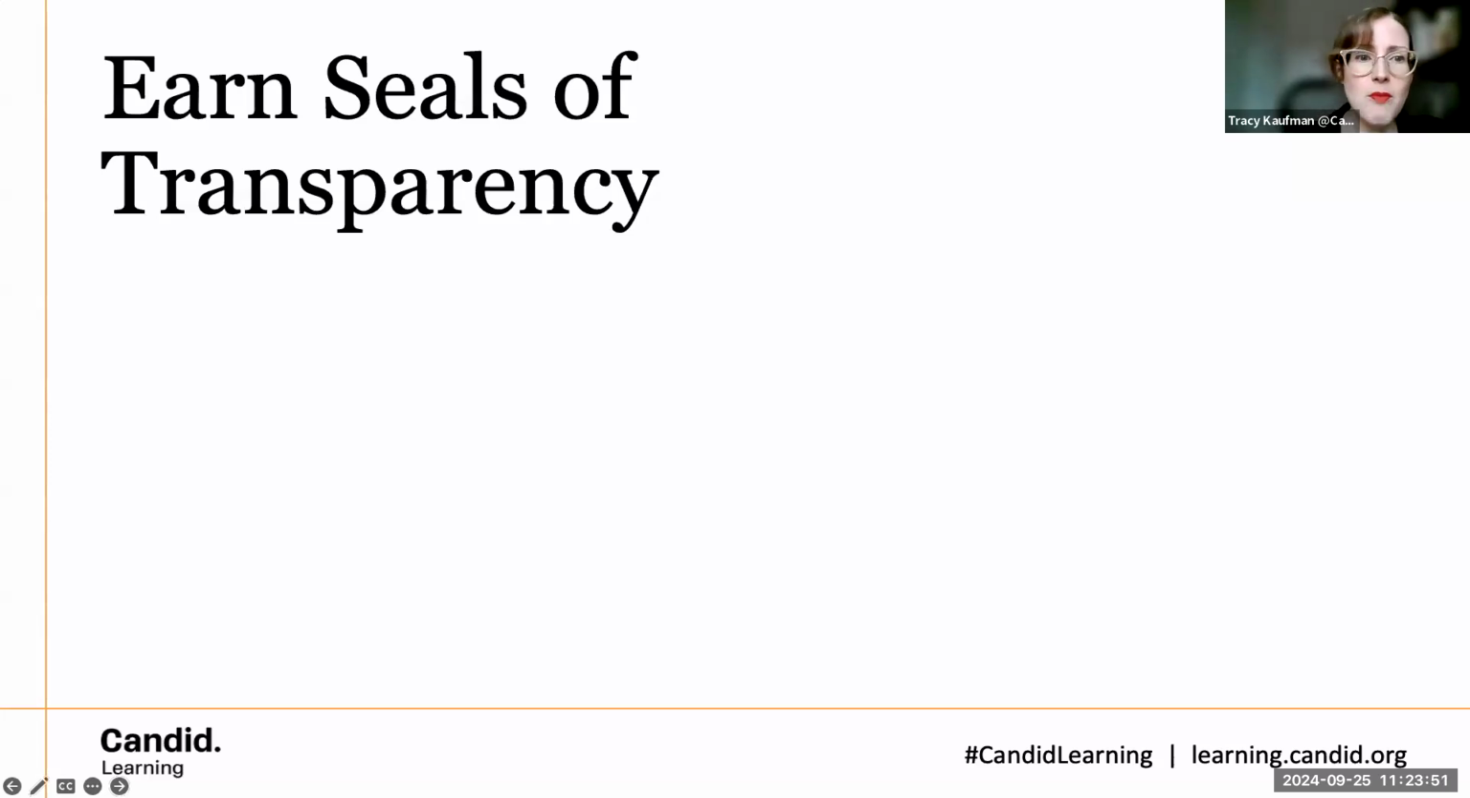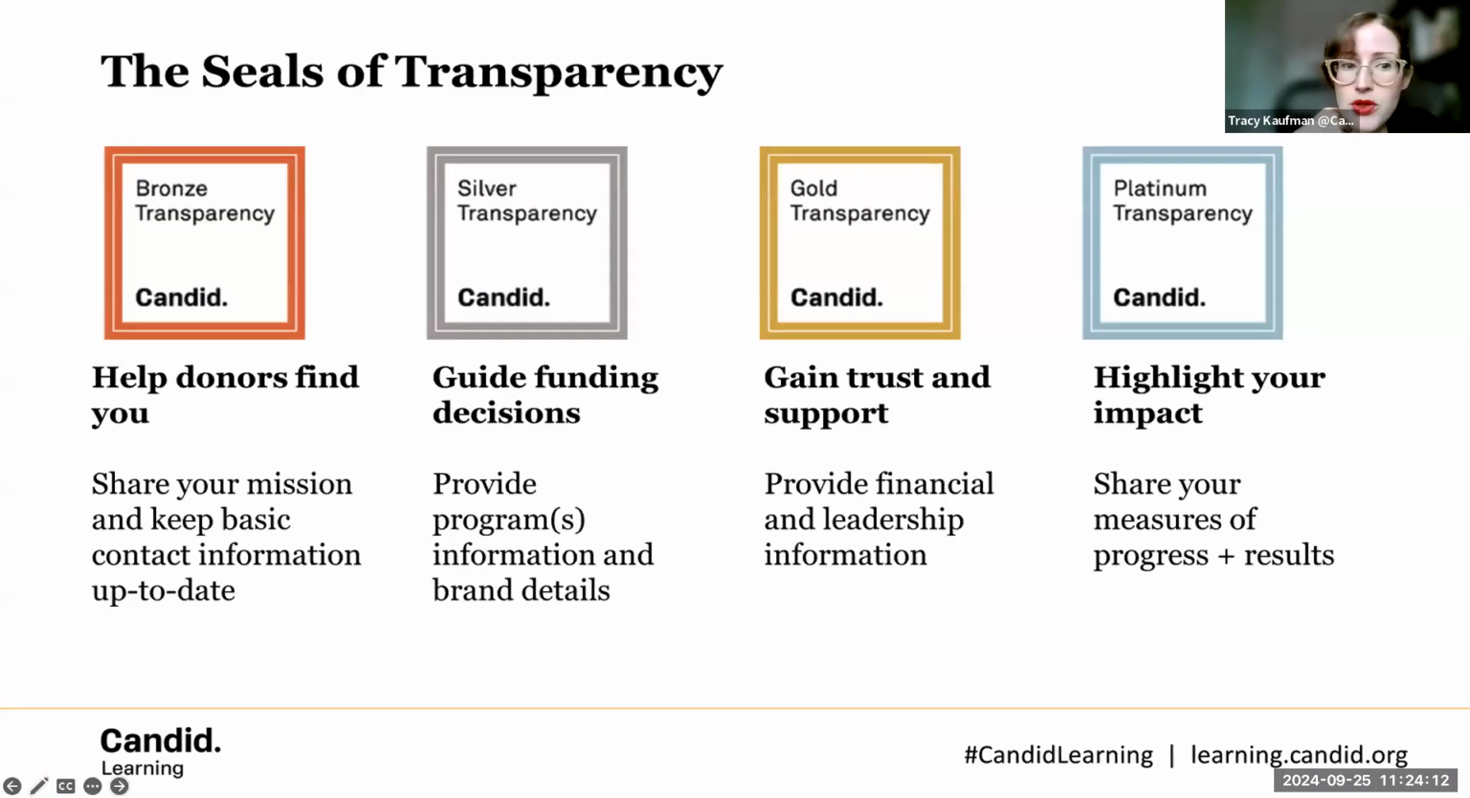Okay. Now maybe let's take a little bit of a look at what goes into each of these 4 seals of transparency, so you can figure out where do we want to begin? Do we want to start small? Do we want to shoot straight for the top? Somewhere in between? Next slide. Okay, so here are those 4 seals of transparency again. Bronze, quick and simple. Platinum seal of transparency will take a little bit more time, and everything in between. Next slide.